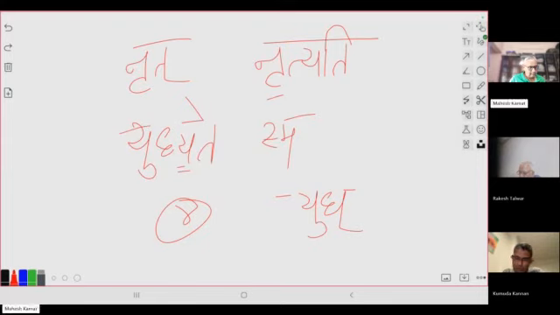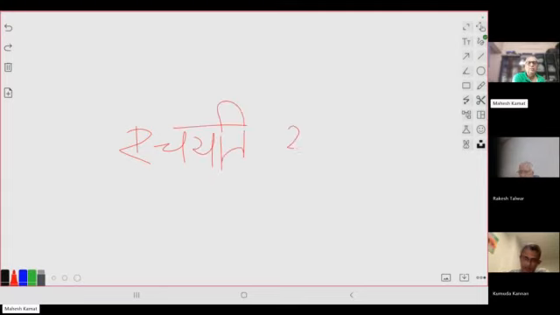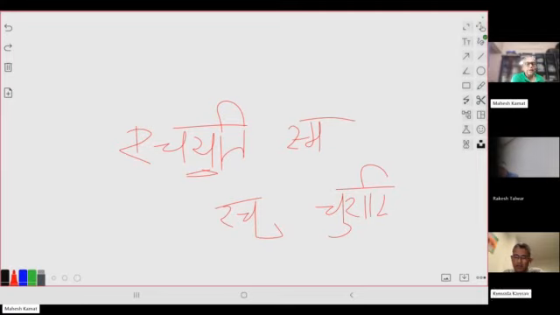शकुनिः सर्वदा कूटं रचयति स्म. Rachayati sma. The rach dhatu is a churadi gana dhatu, the 10th gana, so you get that aya. Rachayati sma. Very nice.